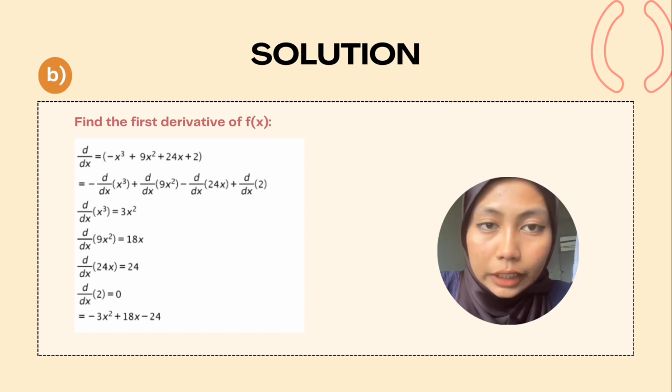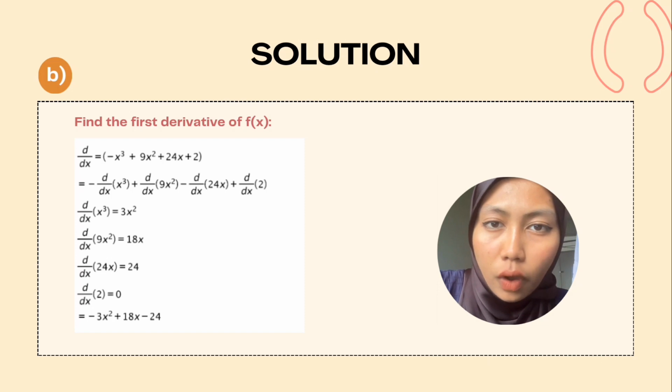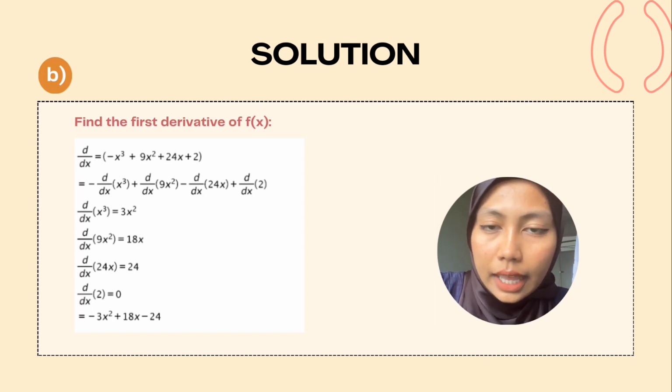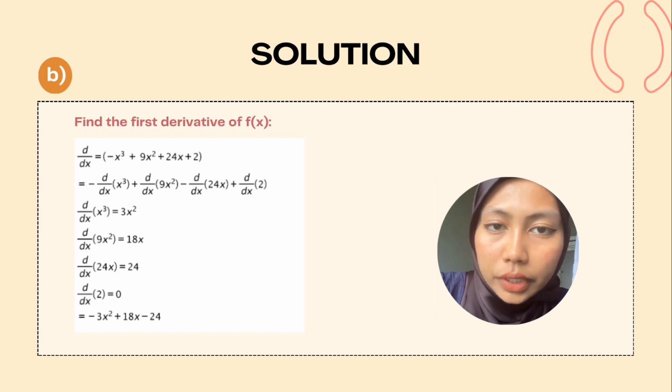First derivative of f(x). d/dx of negative x cubed plus 9x squared minus 24x plus 2 equals negative d/dx x cubed plus d/dx 9x squared minus d/dx 24x plus d/dx 2. You must separate it and differentiate each term. So the final answer is negative 3x squared plus 18x minus 24.